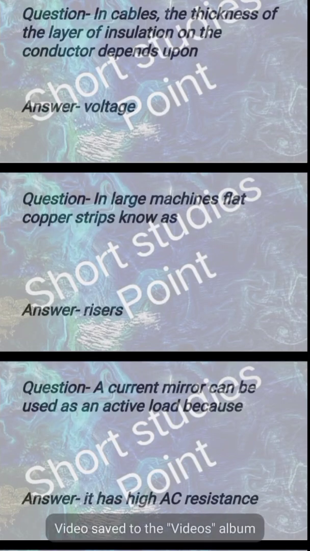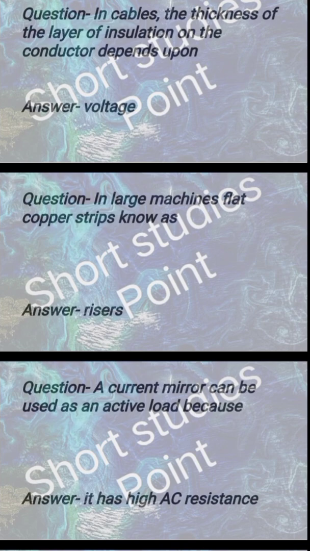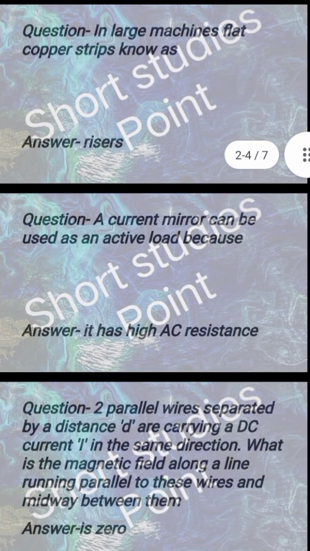Question: in cables, the thickness of the layer of insulation on the conductor depends upon? Answer: voltage. Next question: in large machine, flat copper strip is known as? Answer: riser. Next question: a current mirror can be used as an active load because? Answer: it has high AC resistance.